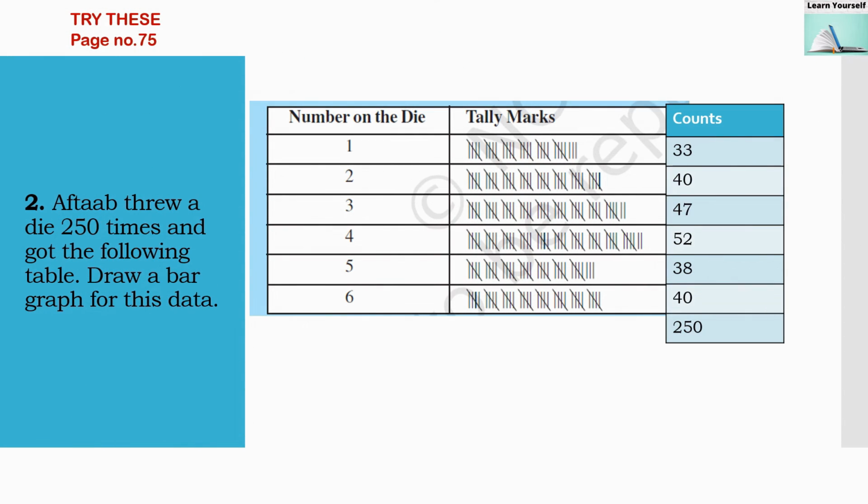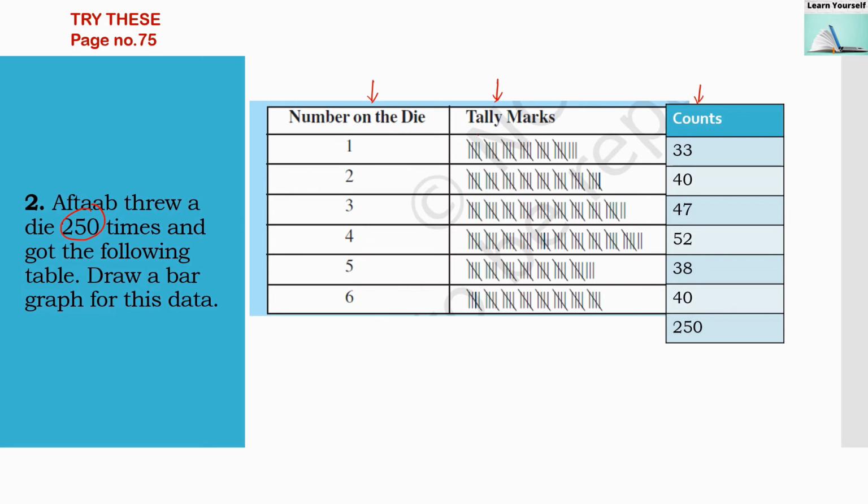Try these sums from chapter number 3, page number 75. Second question is: Aftab threw a die 250 times and got the following table. In the textbook we have only this table of content, where we have to add the counts. When you are writing in your notebook, you have to make a table like this where you can write the counts also. And where are we getting these counts from? We are getting the counts from tally marks.